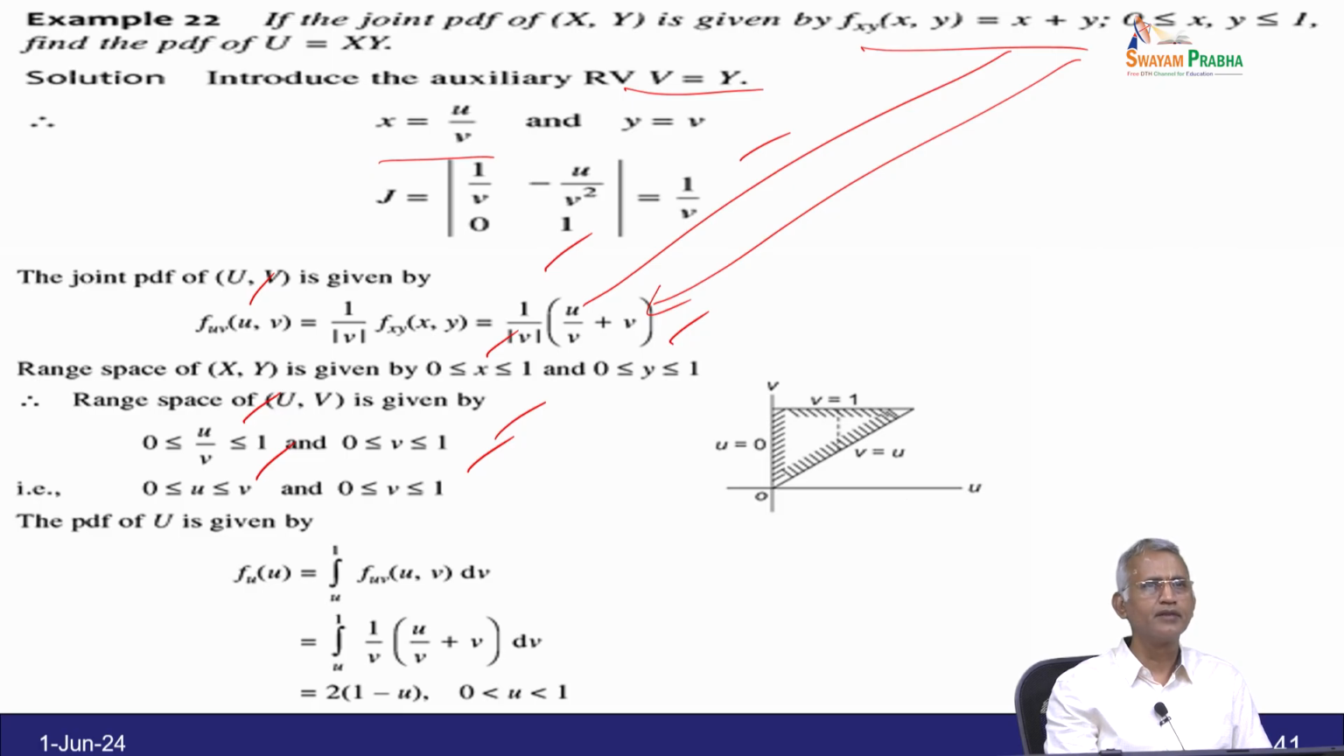Therefore, the PDF is f of U of u equal to the integral from u to 1 of f of u comma v dv, and we know the function, substitute here and then integrate it, 2 into (1 minus u) will come.